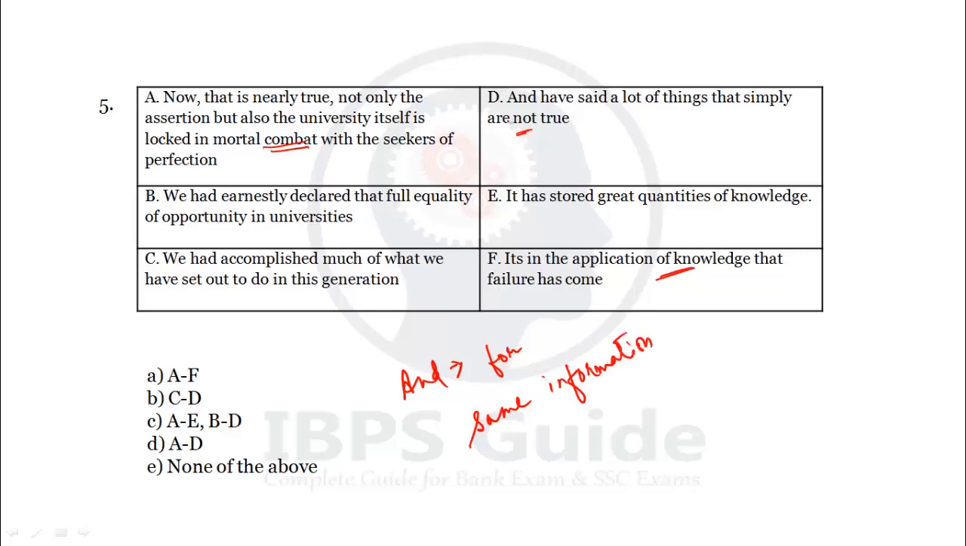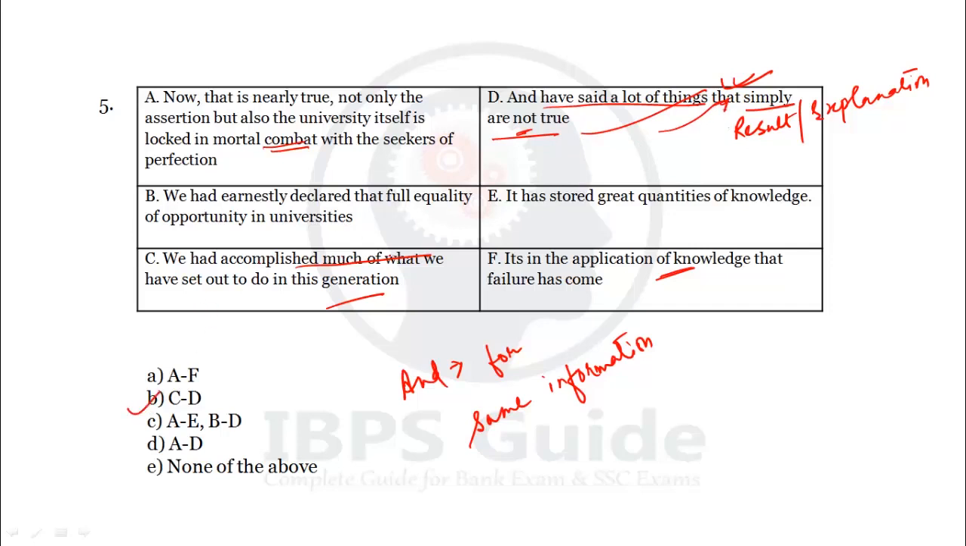So here the first clause is positive and this also is positive, but after that, "simply are not true." This is sequence, this is consequence, this is result, yeah, explanation. So if we consider that "simply are not true," then our answer will be C and D, because here the negative information is related to that. So that's why our answer will be C and D.